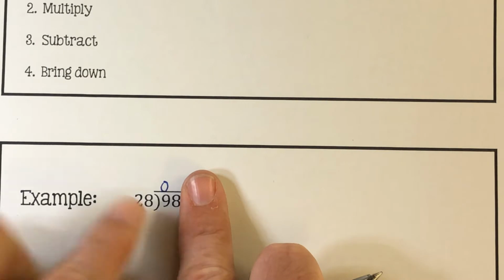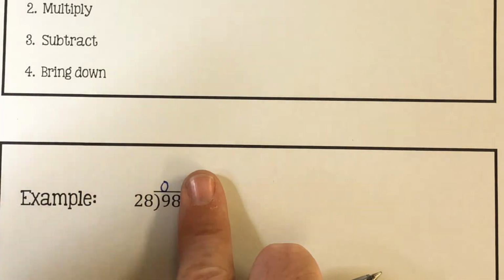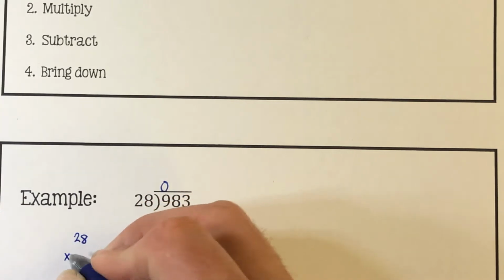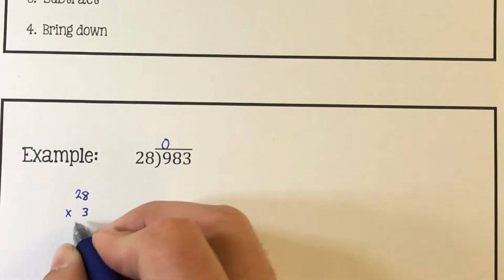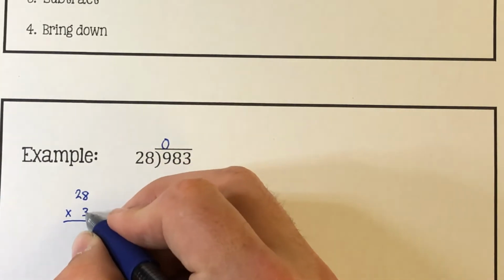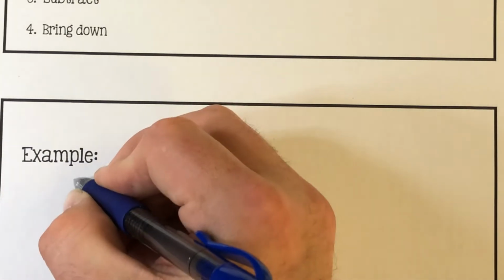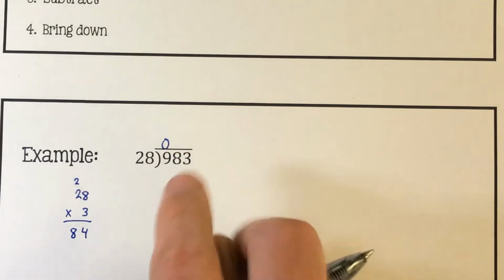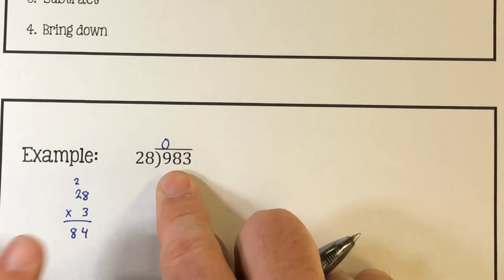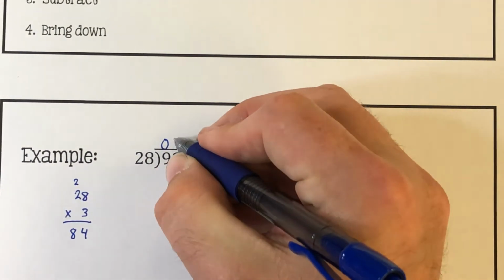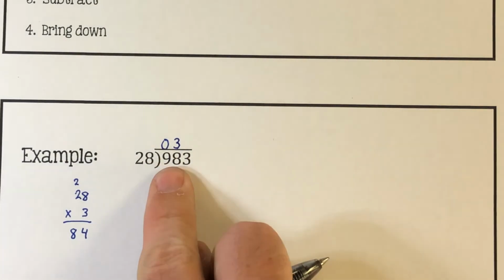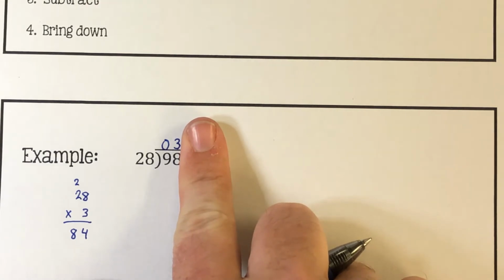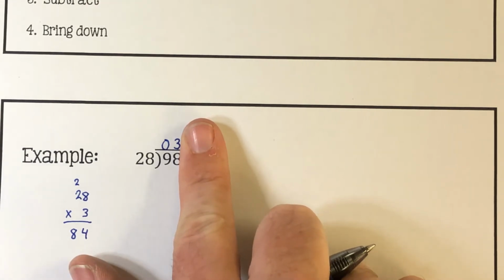So I know 28 is close to 30, so 30, 60, 90. So I think it might fit 3. So what I'm going to do is take a guess. I'm going to say, I think it'll be 3. So I'm going to work it out and see if it is. So 3 times 8 is 24. 3 times 2 is 6. Plus 2 is 8. So 84. Can I fit another 28? No. So I guessed right, 3. So I'm going to move on with my life. So 28 will divide into 98 3 times. It's important that you write it over the 8 on 98 since that's what it divides into.